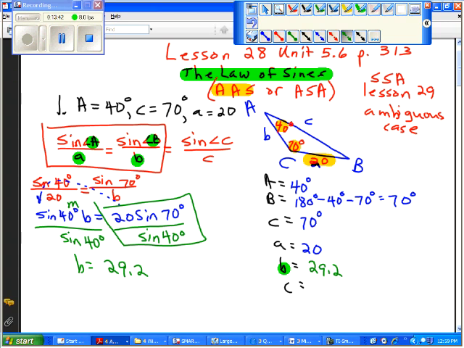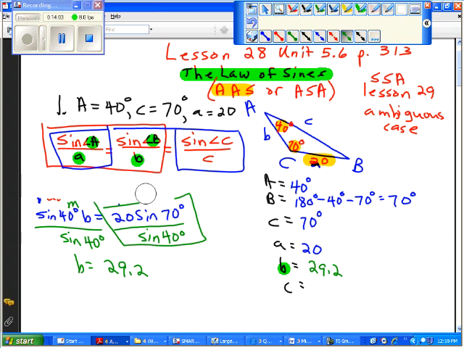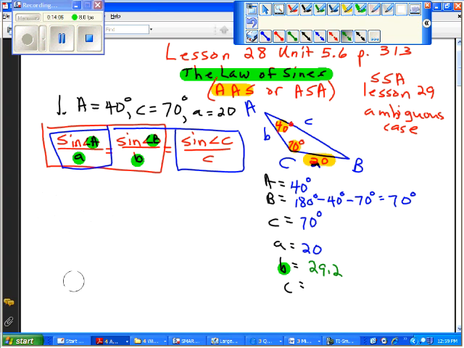All right, so we're going to have to find c by using law of sines again because it's not a right triangle. So we're going to come over here and use this. We could use a again, or we could go back and use the b we have. So we're going to start again to find little c. We put sine of angle A, which is 40 degrees, over little a, which is 20, equal to the sine of angle C, which is 70 degrees, over little c, which we don't know.